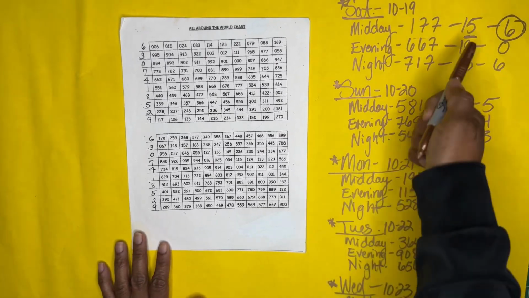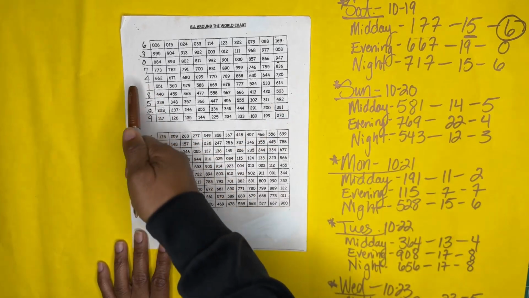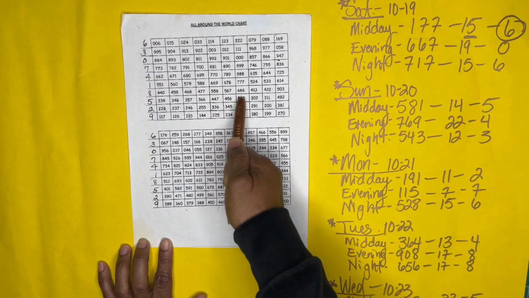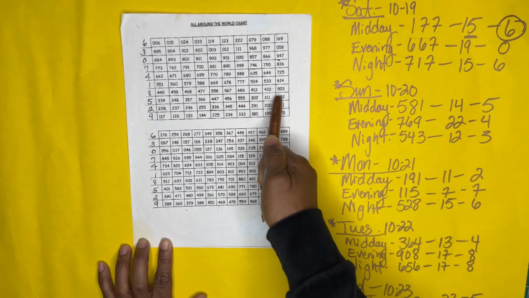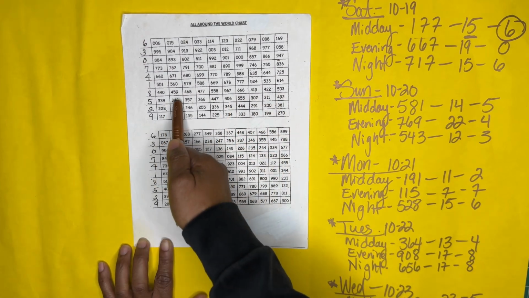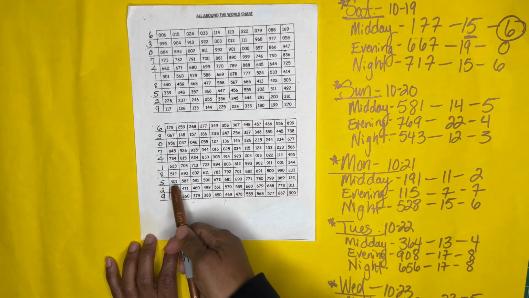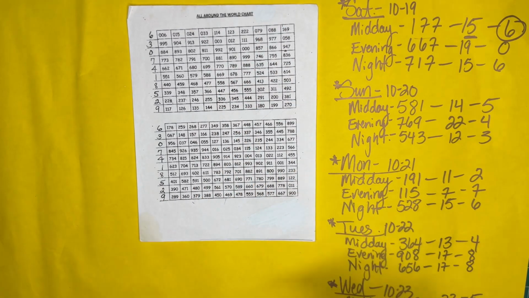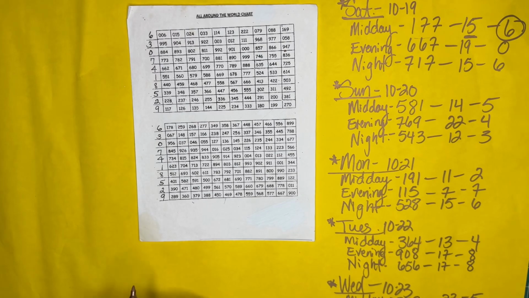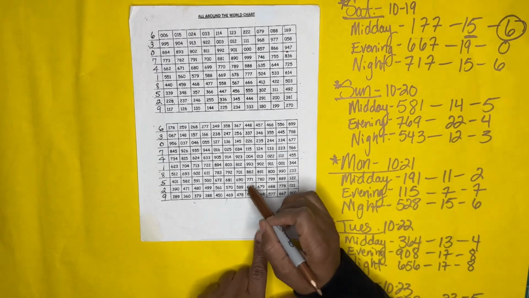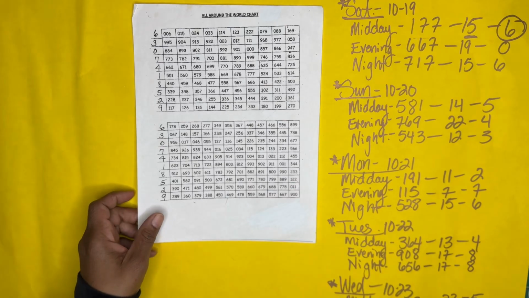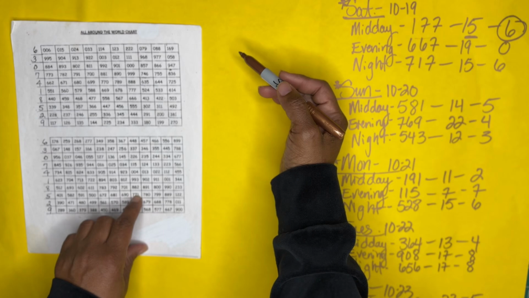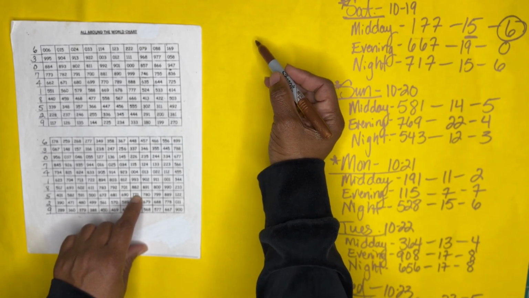On the chart, we're going to look for the 5 first. So we find the 5 here. Look over and see if you see the 177. If it's not up top, you can look at the bottom. You have the 771, and it can come in any combination of the numbers that you have. We found 771, and 771 gives you 882.